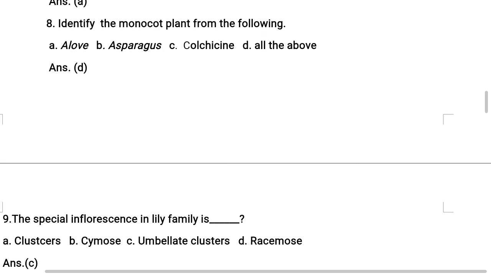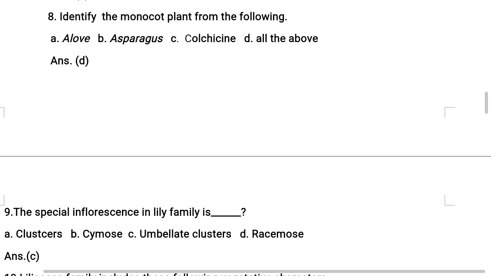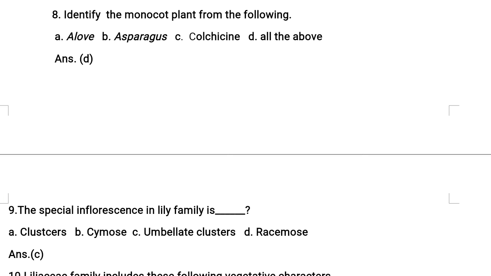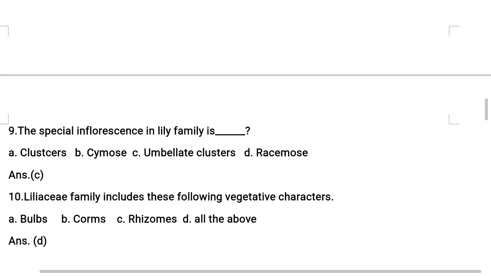Do you know all these plants, aloe, asparagus, colchicine, all these belong to family Liliaceae. So Liliaceae family members are all monocots under angiosperms. Division monocotyledonae. So obviously all monocotyledons belong to the family Liliaceae. Have you understood this question? Very good. Now coming to 9th question.